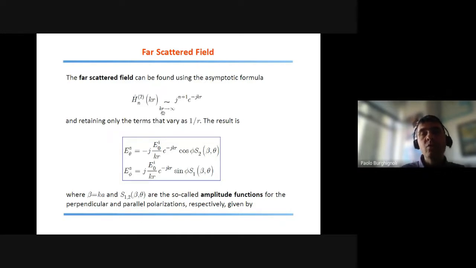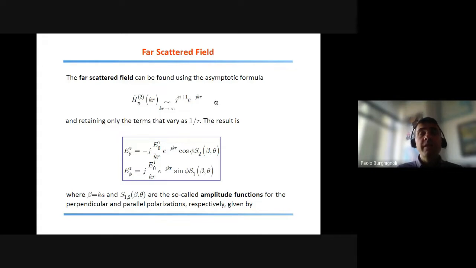which in the asymptotic limit when r, the radial distance, is very large with respect to wavelength, and so kr is a very large dimensionless number, can be represented by this expression, j to the power n plus 1 times e to the minus j kr, which says that this wave is traveling towards infinity.